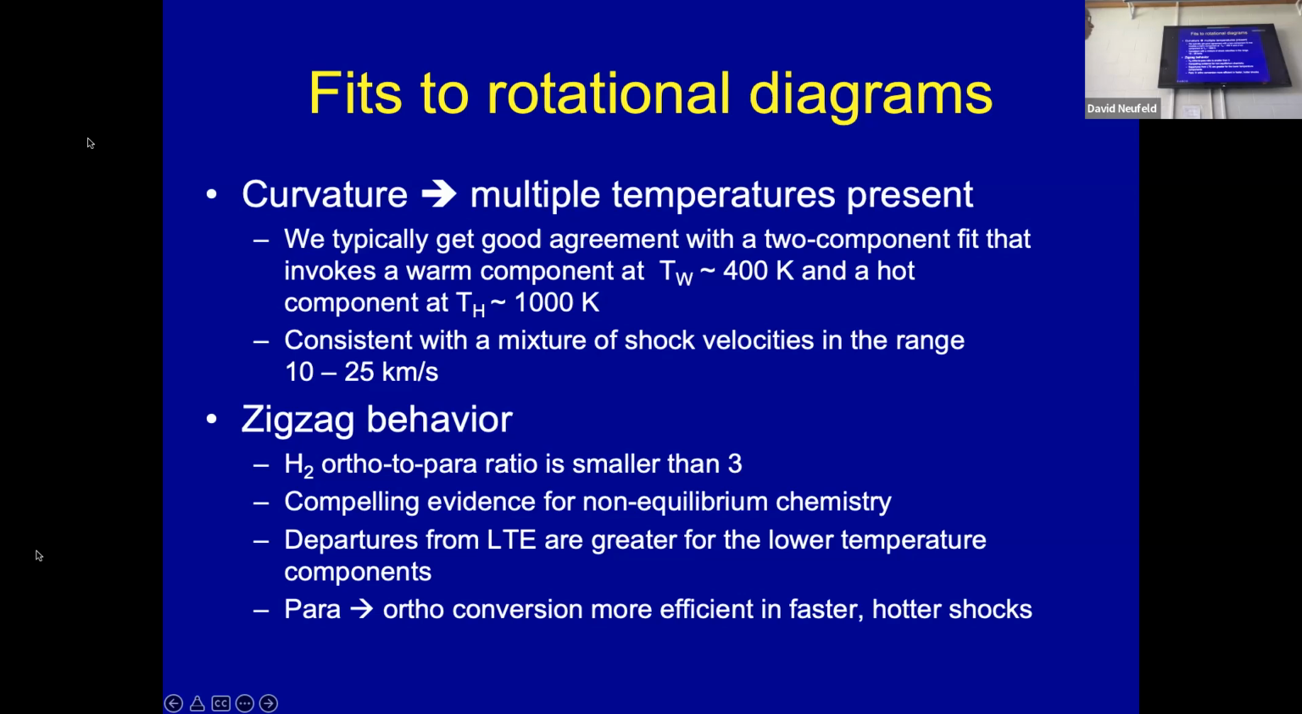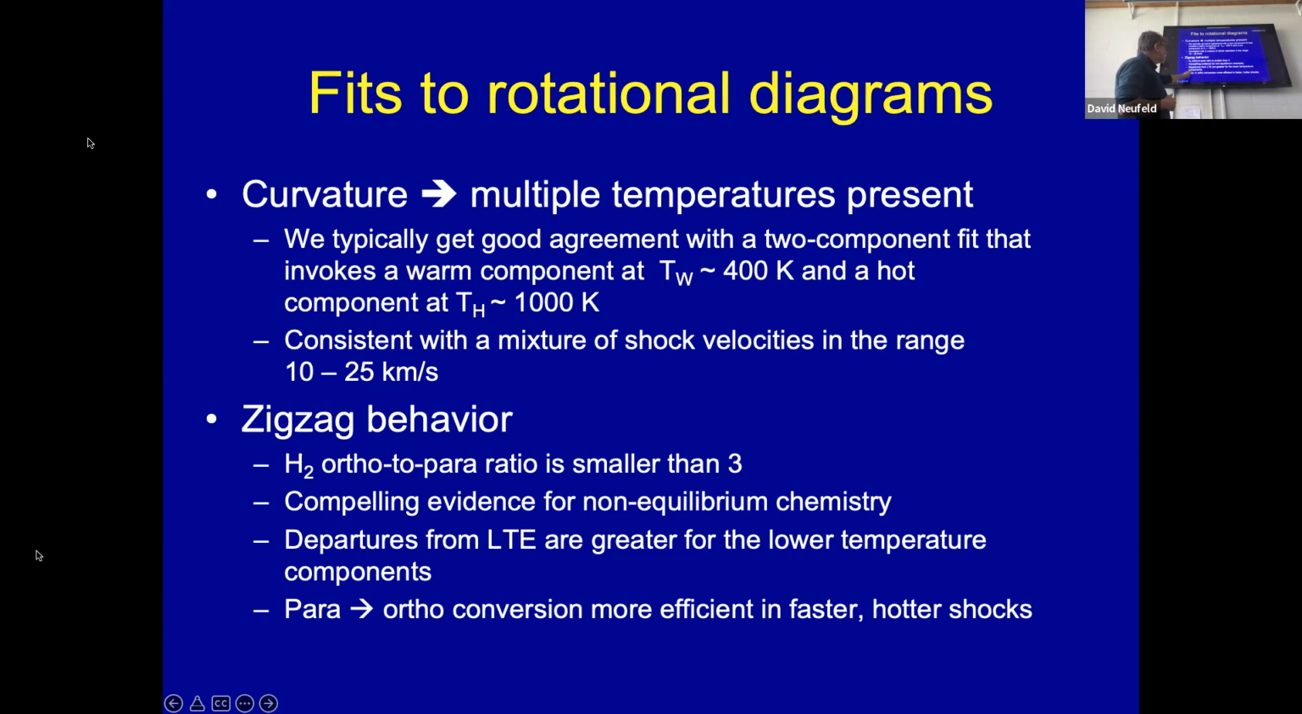And this might mean that we're actually seeing shocks with a range of velocities, which would not be unexpected. And then the fact we have this zigzag behavior tells us first that the ortho to para ratio is less than 3. So it's very clear the chemistry, if you want to talk about ortho-para conversion being chemistry, which it sort of is, because it involves breaking bonds, then this is compelling evidence for non-equilibrium chemistry.